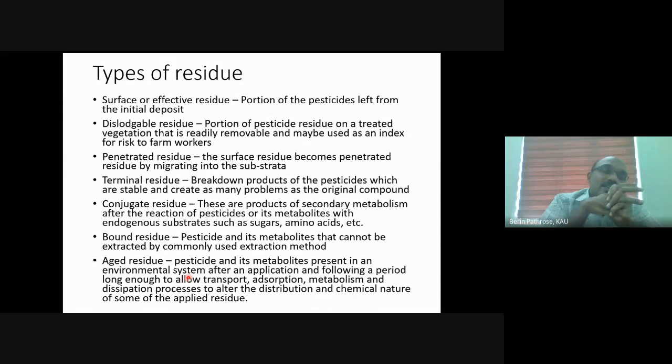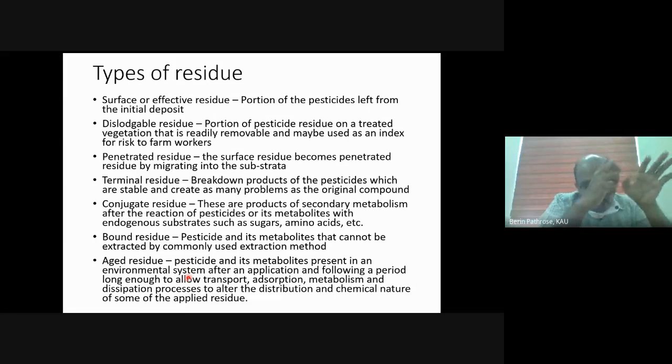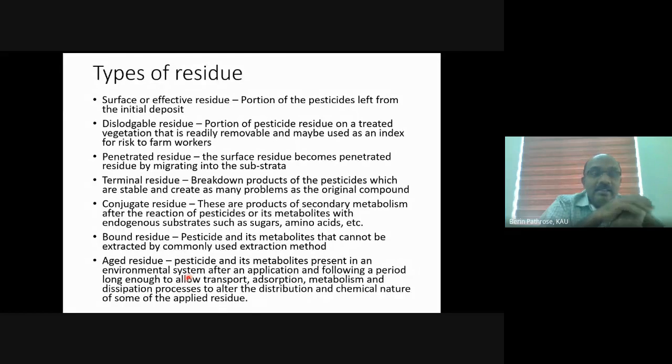Coming to the next category, that is called dislodgeable residue. Okay, you have sprayed the field. After some time, the excess pesticide has fallen off the crop surface, and surface or effective residue is remaining. And we enter into the field again. The pesticide might not have entered into the crop tissues. The pesticide must not have properly adhered to the crop tissue.